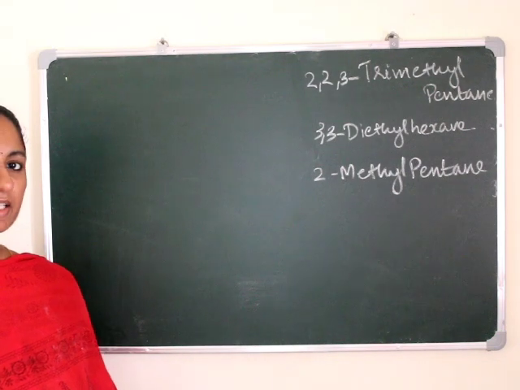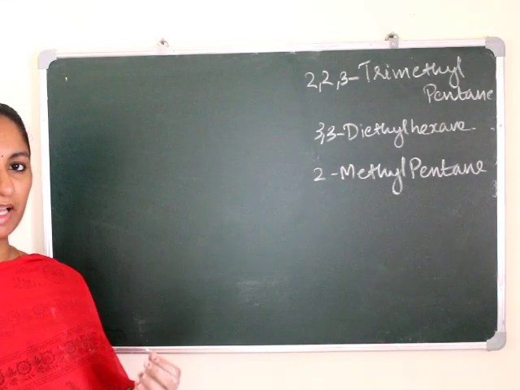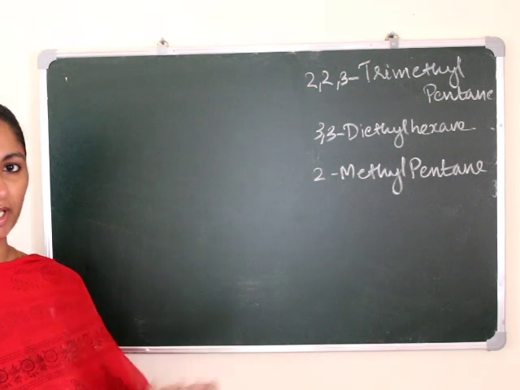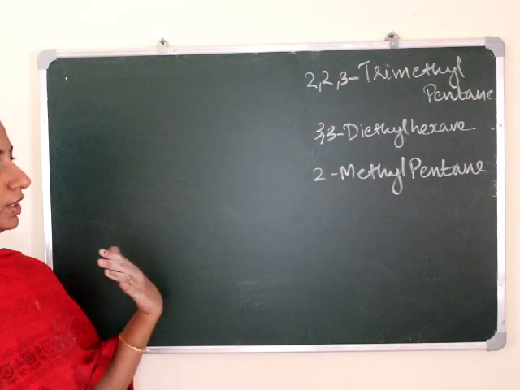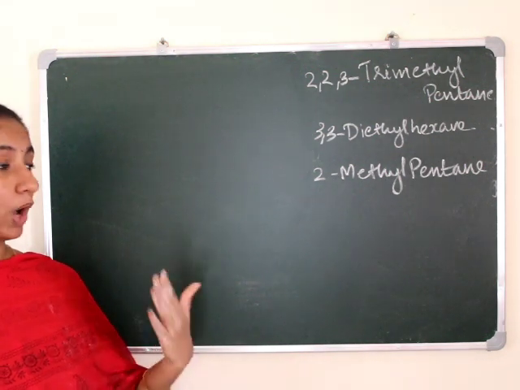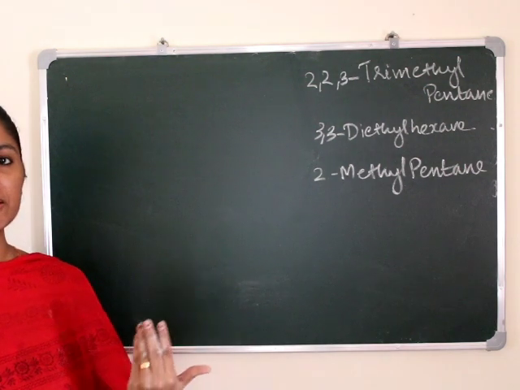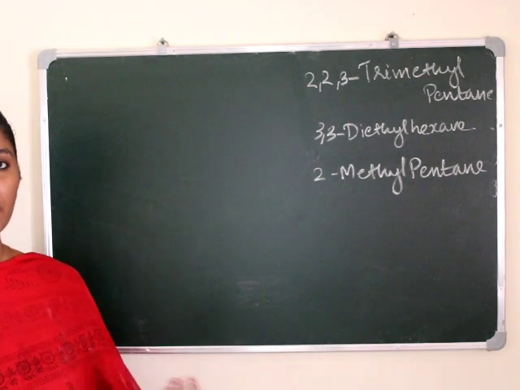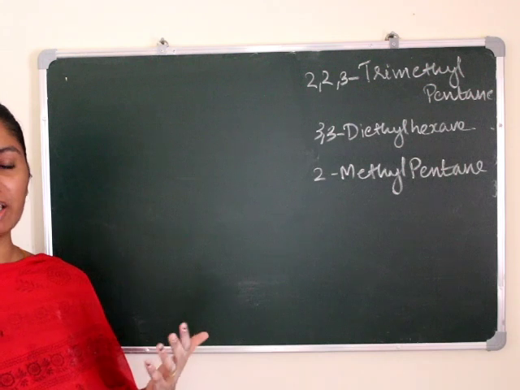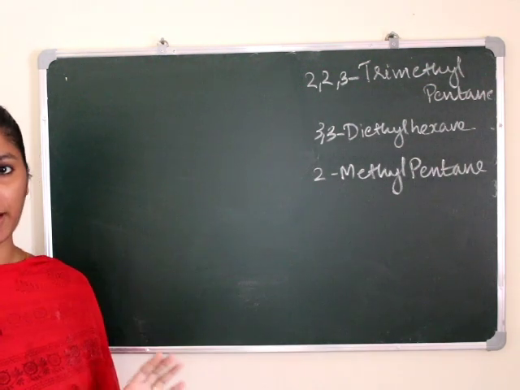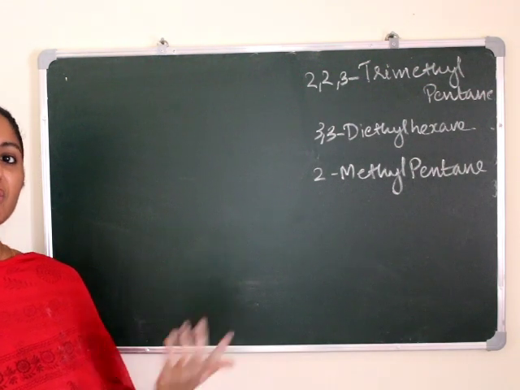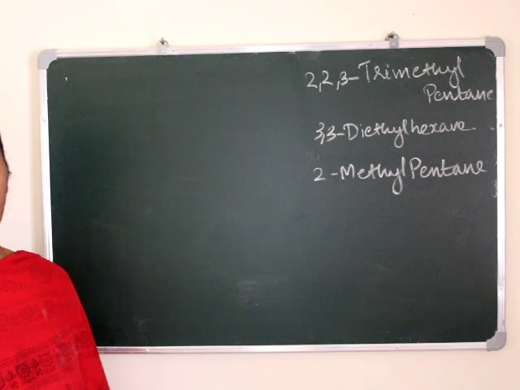Previously we discussed the nomenclature of alkanes with two or more branches, right? Now we will discuss how we can convert the IUPAC nomenclature into a structure. We have already been given the IUPAC name for this particular hydrocarbon, and we want to give the structure for it.